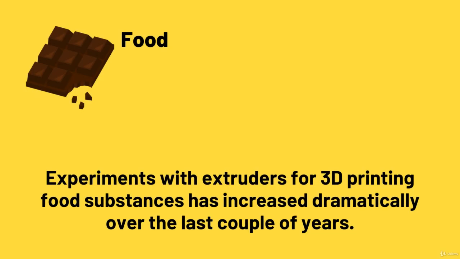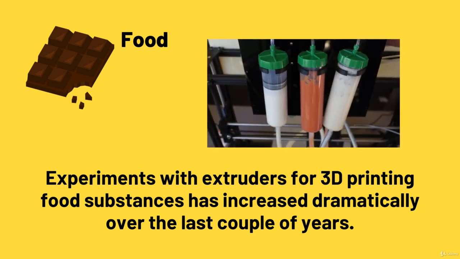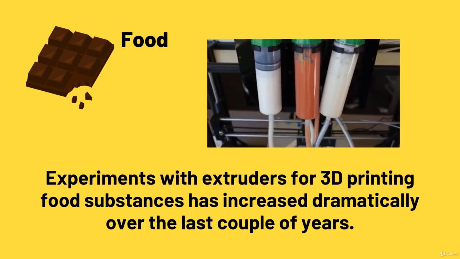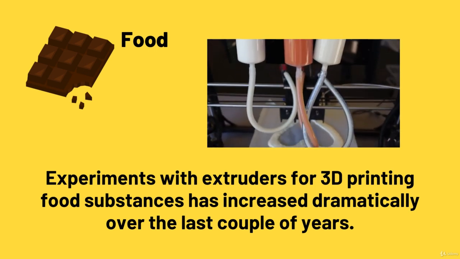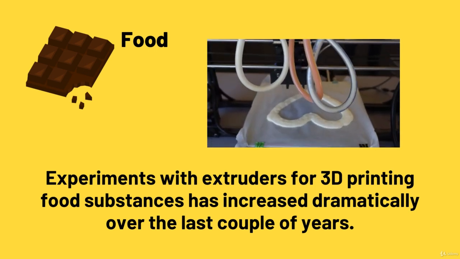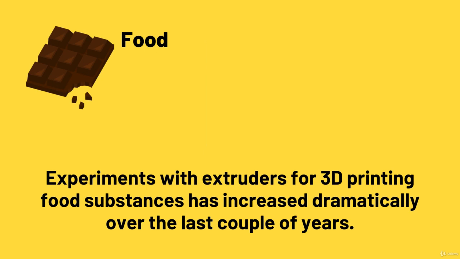The next 3D printing material is food. Experiments with extruders for 3D printing food substances have increased dramatically over the last couple of years. Chocolate is the most common one. There are also 3D printers that work with sugar, and some experiments with pasta and meat are underway.